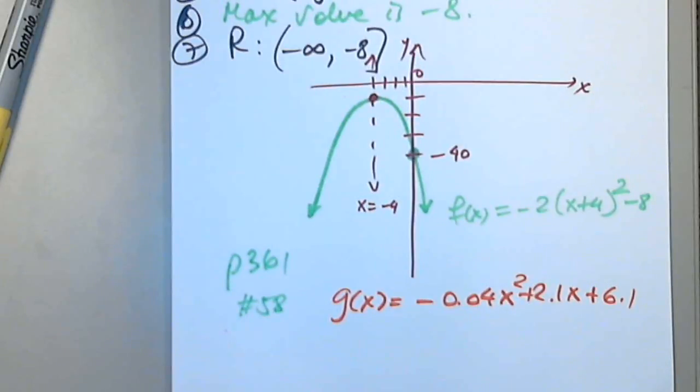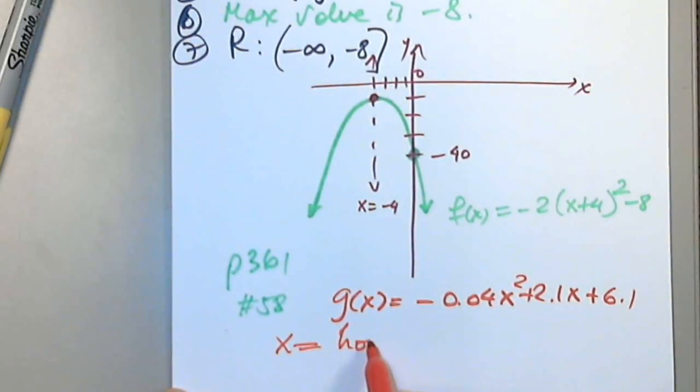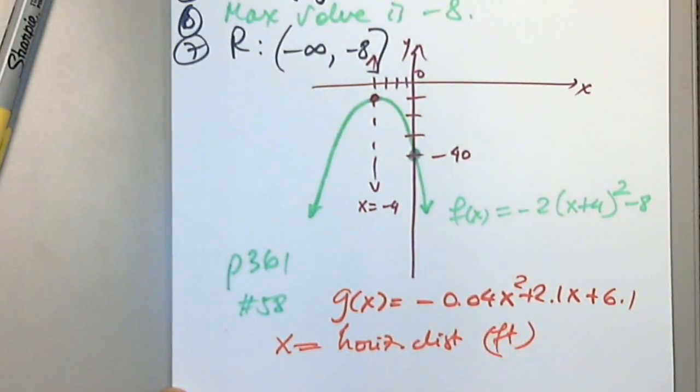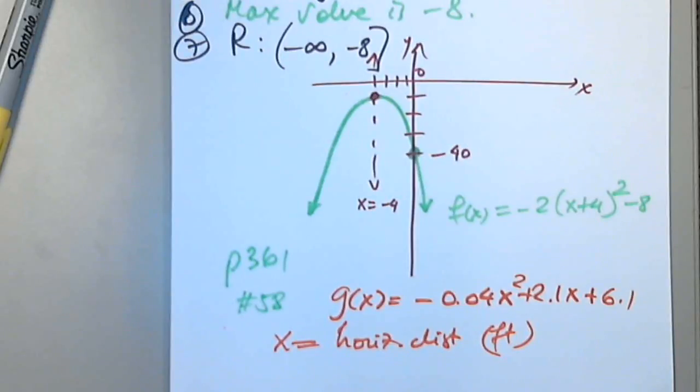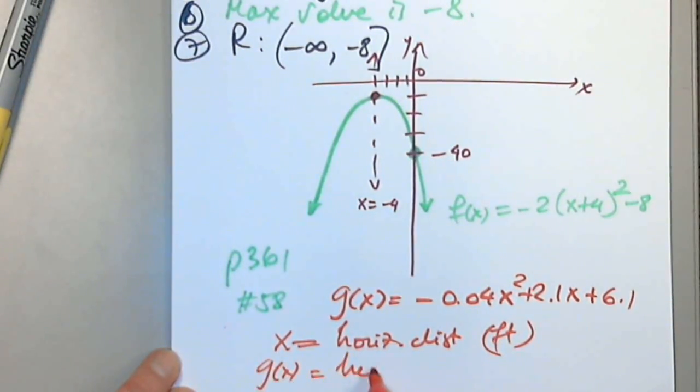X is the horizontal distance in feet, and g is the height. So this is what type of function, first of all? Right, it's a quadratic function. Does it have a max or a min? Yes. It models the following action.